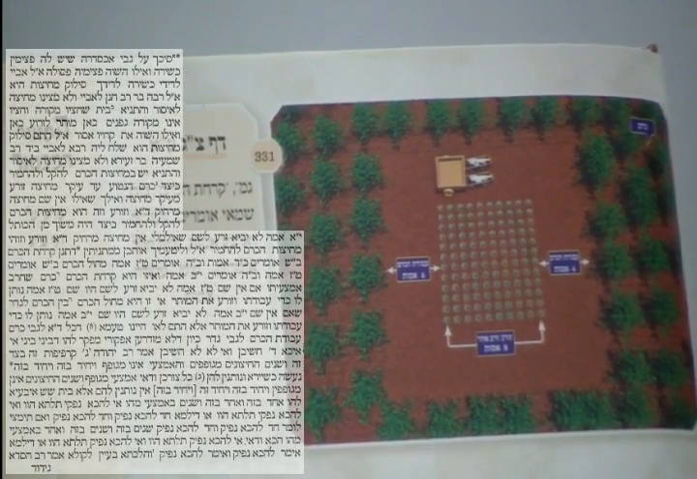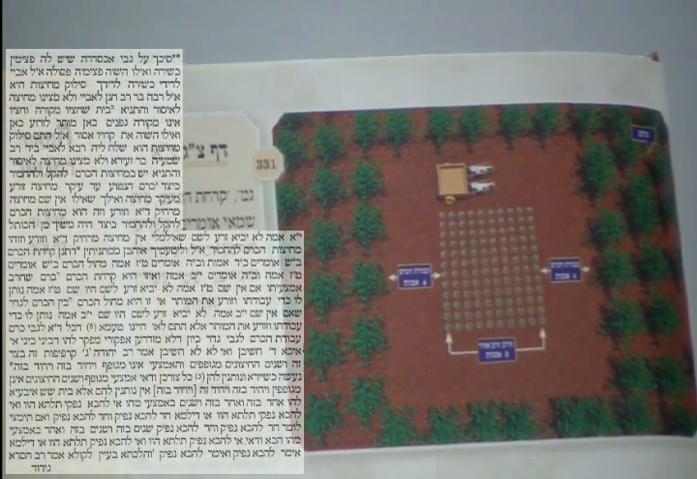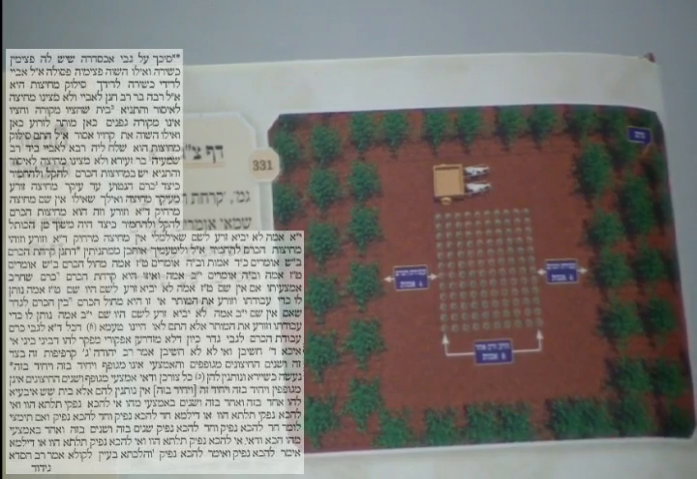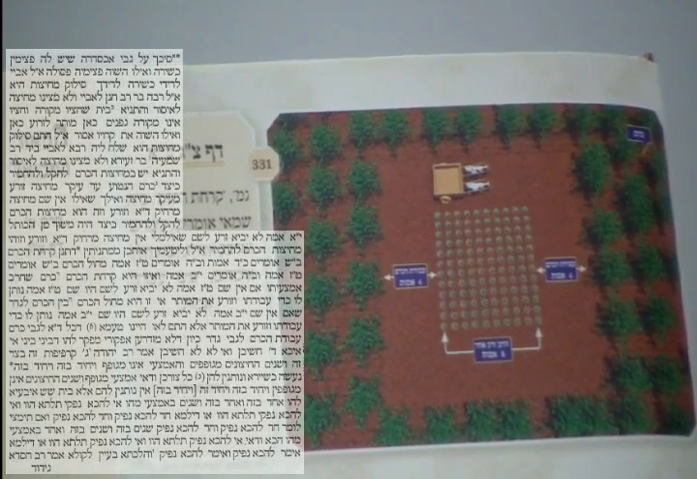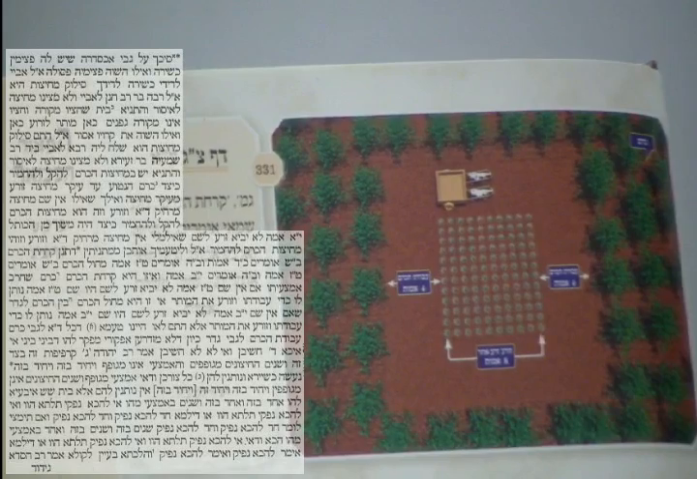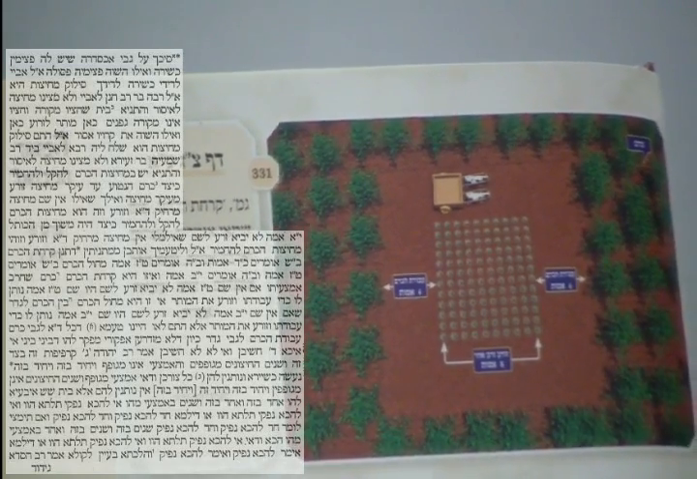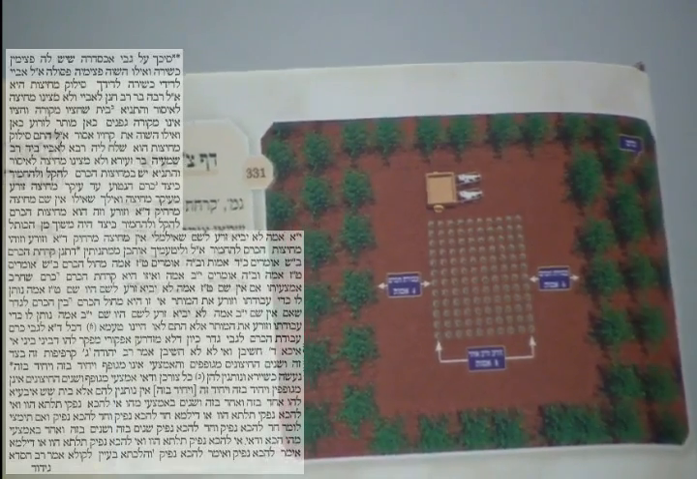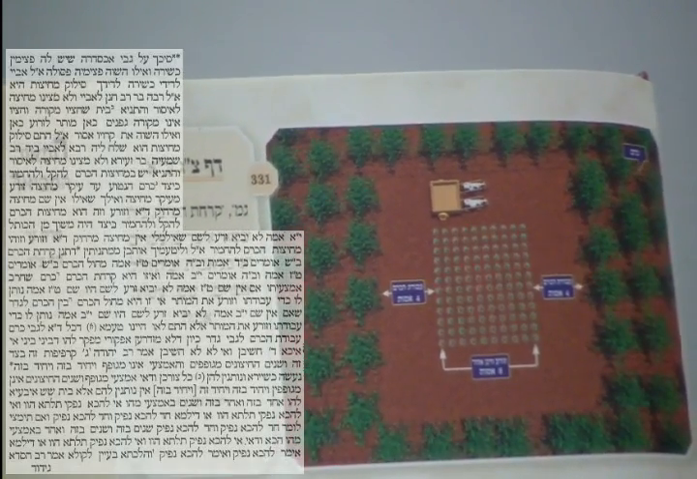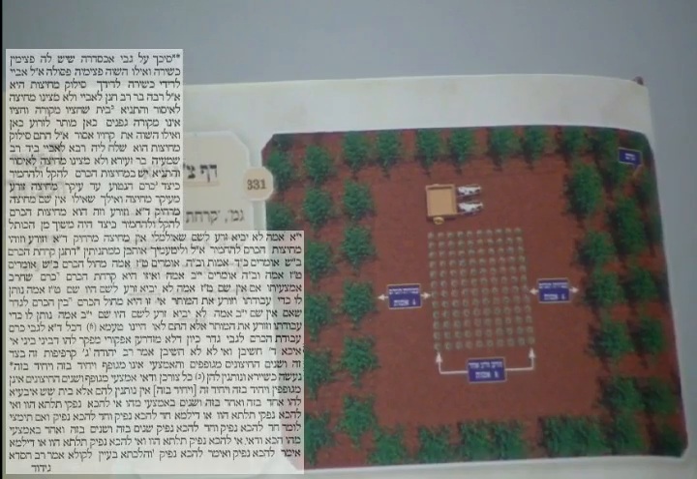Now the Mishnah continued and said, ואיזוהי מחול הכרם, and give me an example. What is מחול? It is like the perimeter of the vineyard.